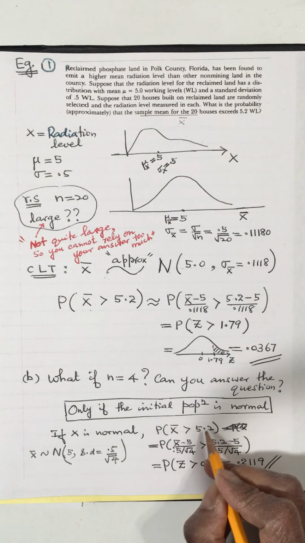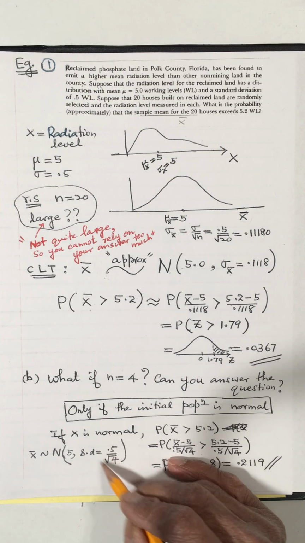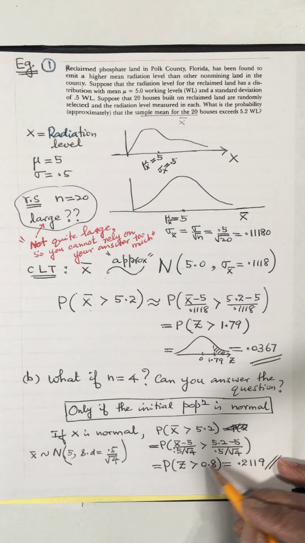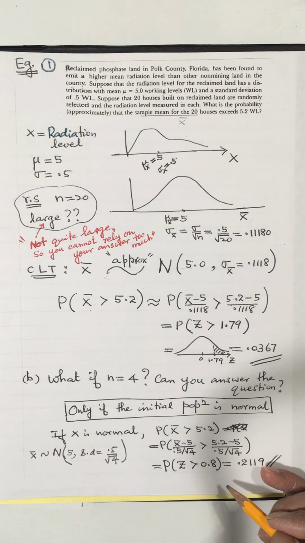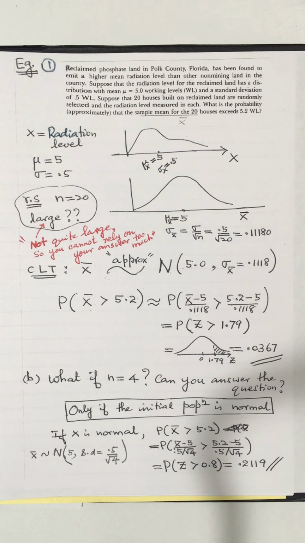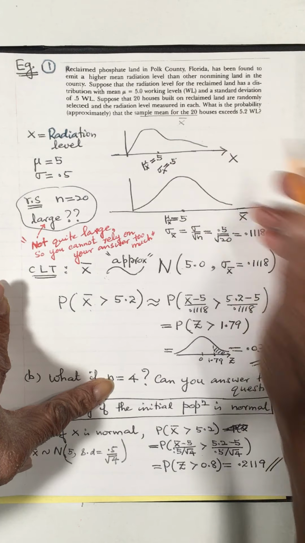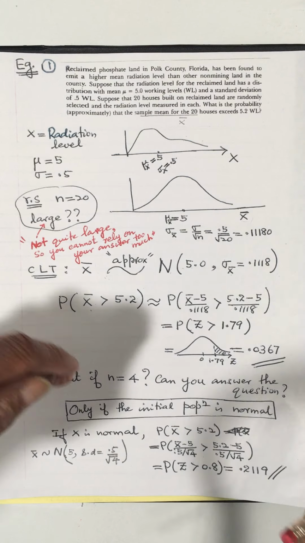Now once you get to that, this thing minus 5 divided by that standard deviation is going to be 0.8. So the probability is z more than 0.8. From the z table, you read the z table to get that. This is going to be 0.2119. Okay, so you can answer this question only if this initial population is a normal curve. So that's the first part of that central limit theorem.